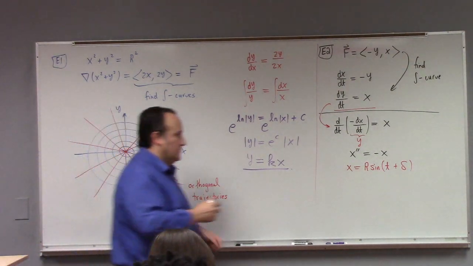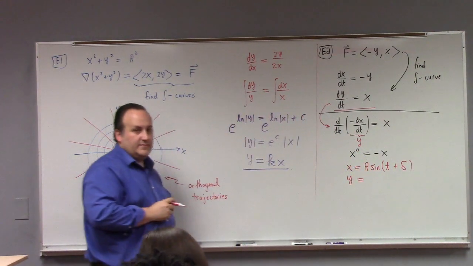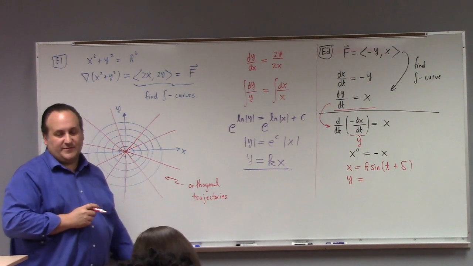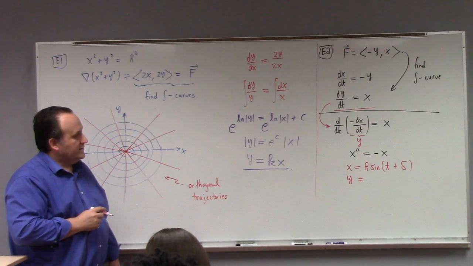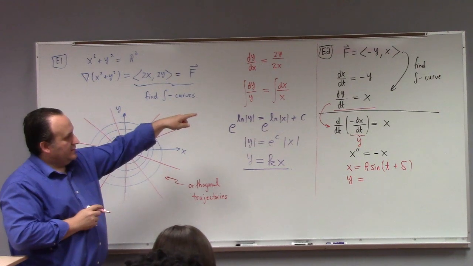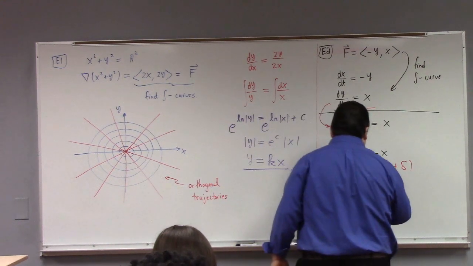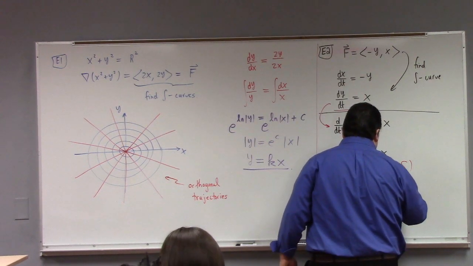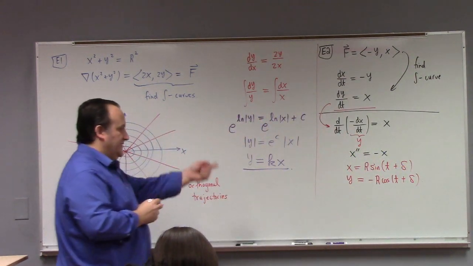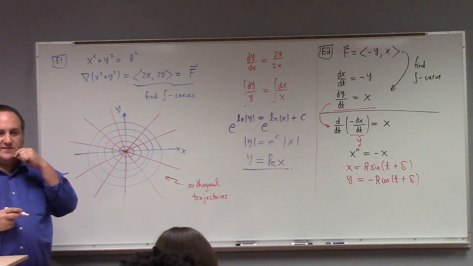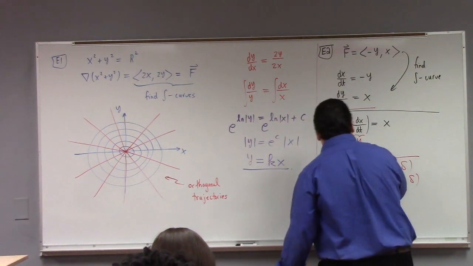Now what's y? Now that you guys told me x, I'm glad you guys are good guessers. Otherwise we'd have been stuck, you know? What's y? Well, notice y is negative dx dt, right? So apparently it's minus r cosine of t plus delta. And what is that? That's the parameterization of a what? It's a circle, right? These are the parametric equations of a circle.